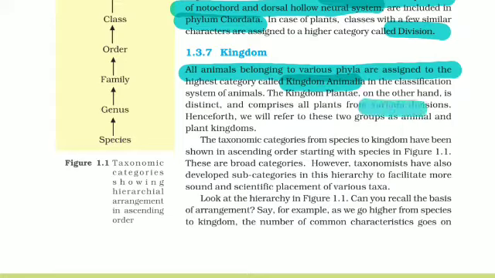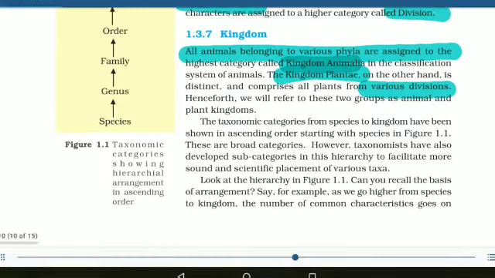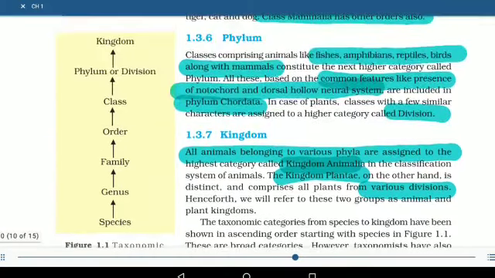So there are two groups, the animal and plant kingdom. I hope you understood. The taxonomic categories from species to kingdom are given in figure 1.1, as you can see here. They have shown the taxonomic categories with the hierarchical arrangement in ascending order. Ascending order is from the smaller common species to the highest one, so from the least common characters to the highest common characters.